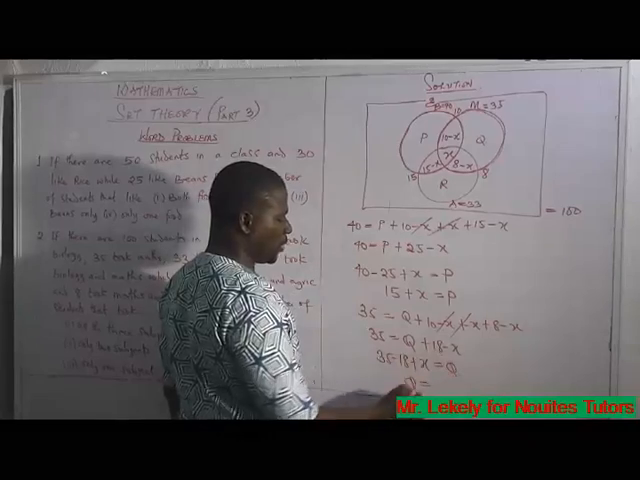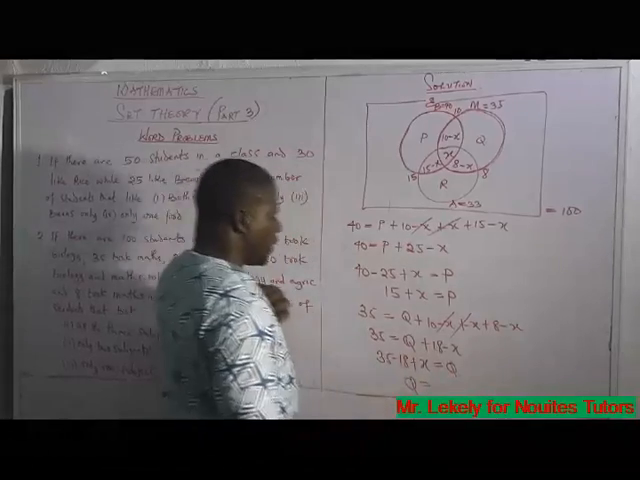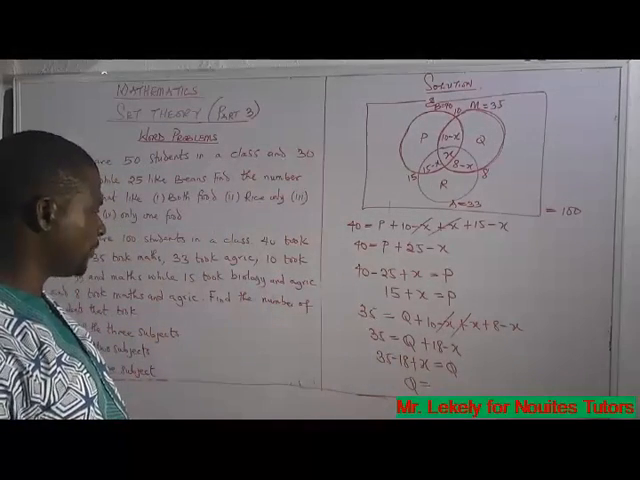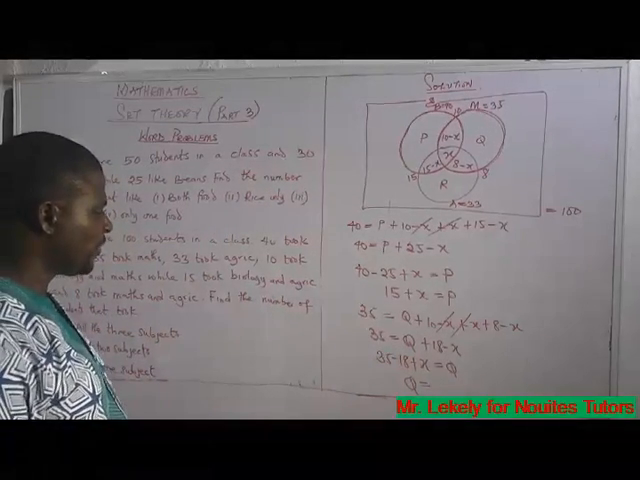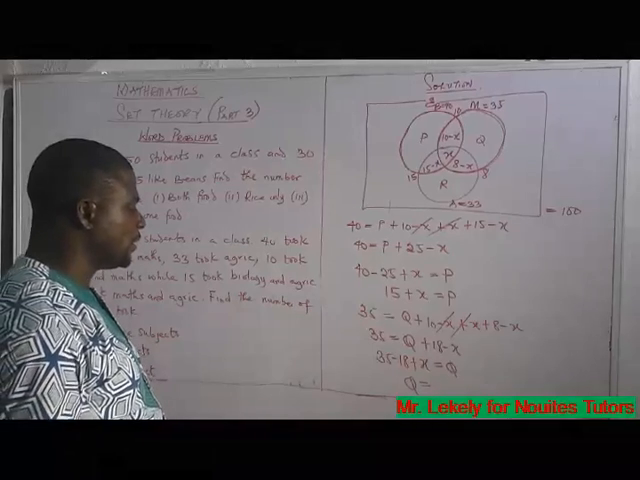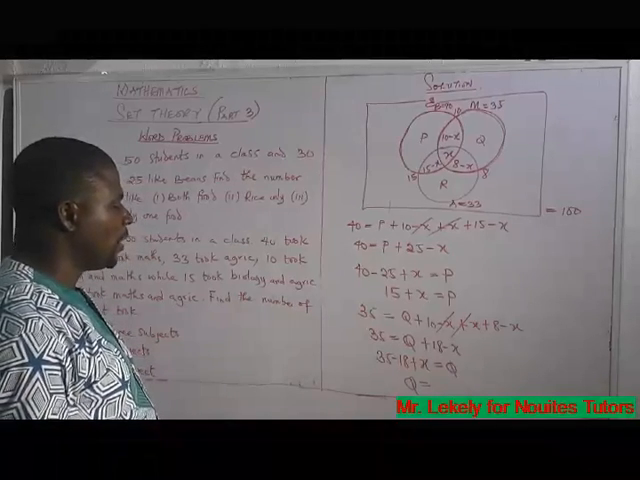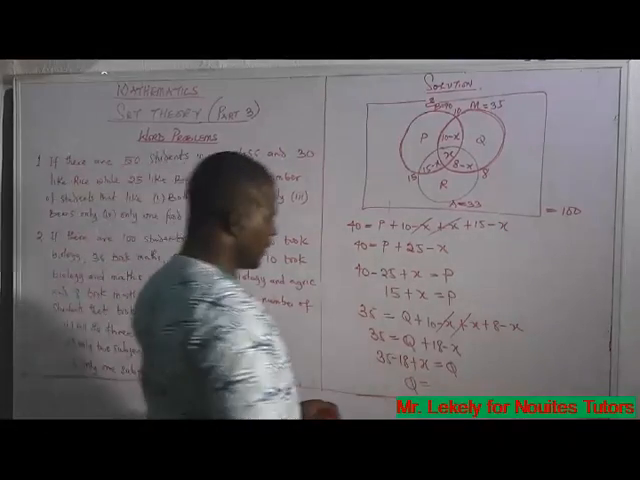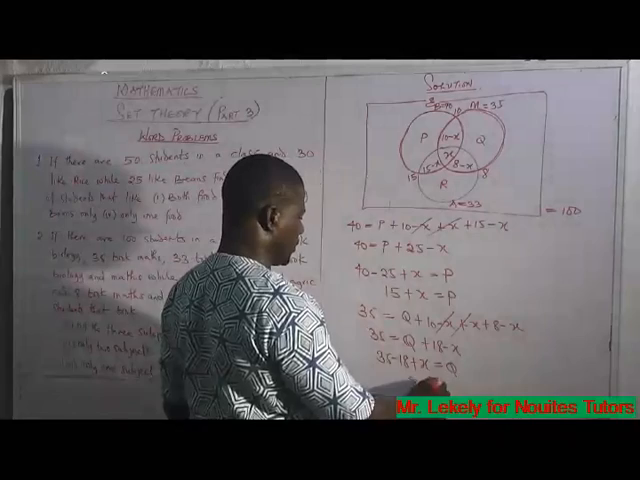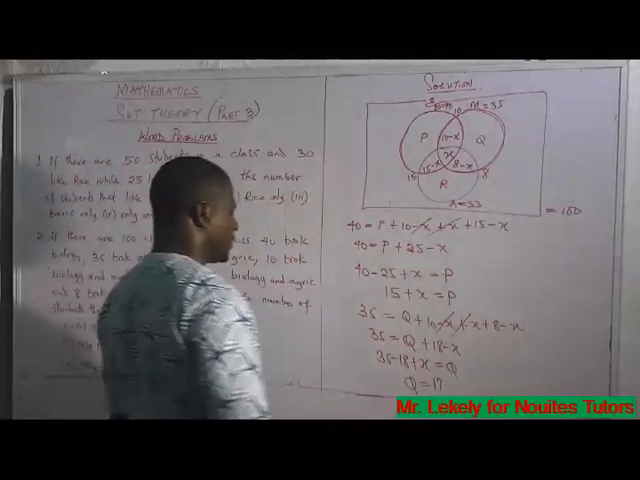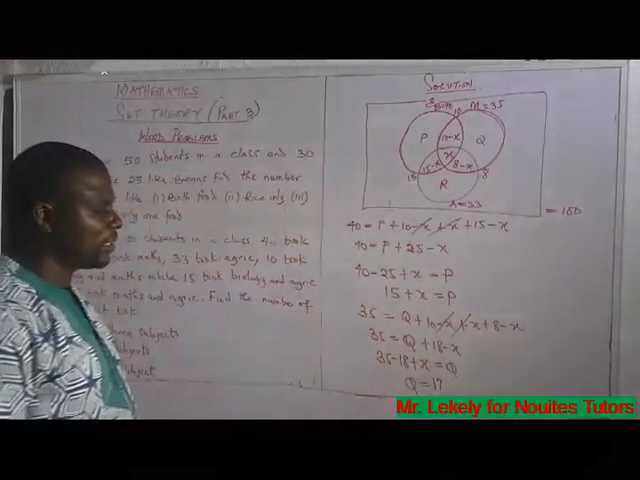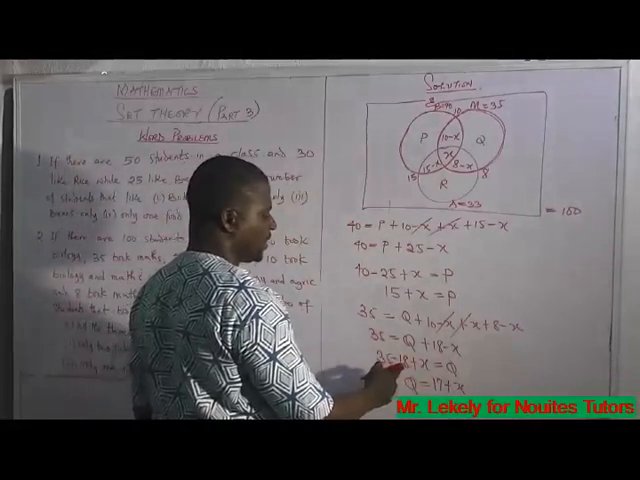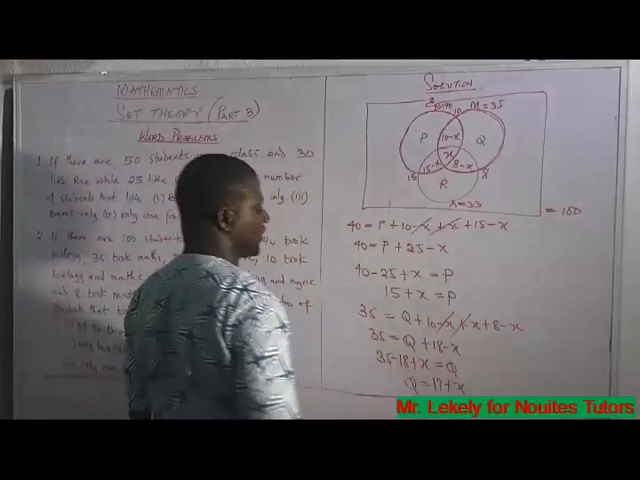So your Q will now be 35. Are we sure? If you remove 10 from 35, you have 25. Then remove 8, you have 17. I hope I'm correct. 17. So your Q is 17 plus X. 35 minus 18 is 17 plus this X.